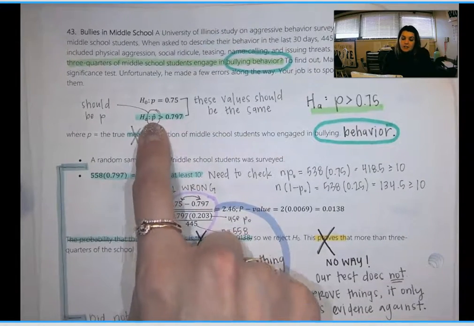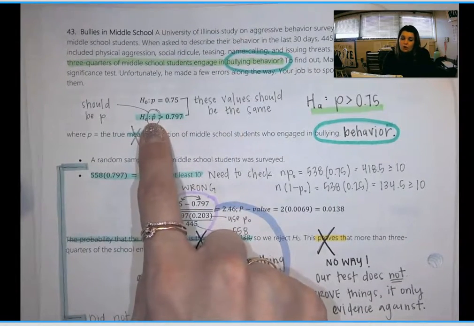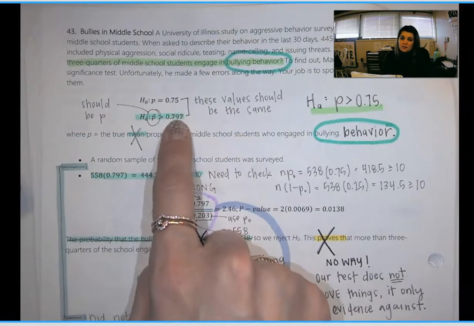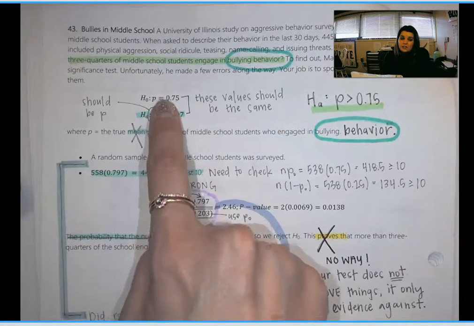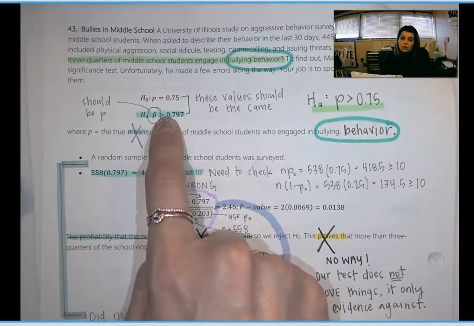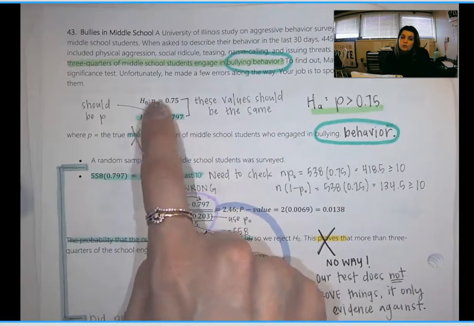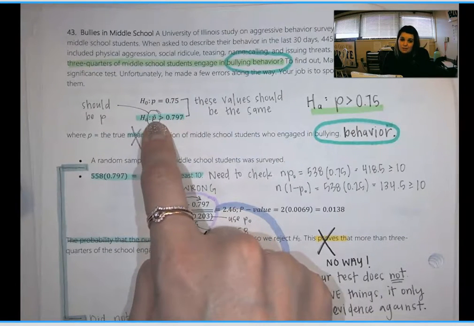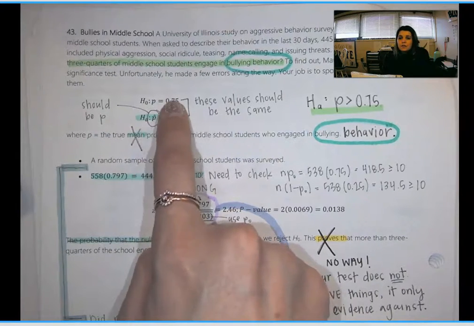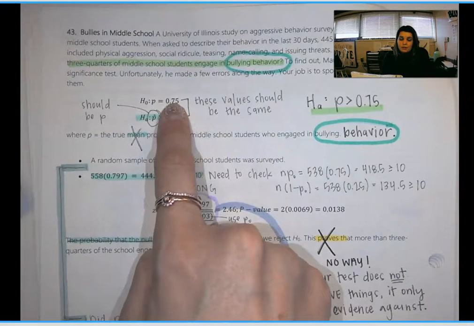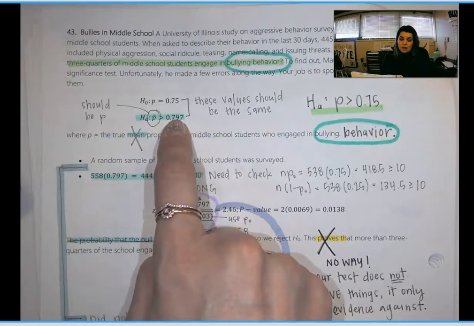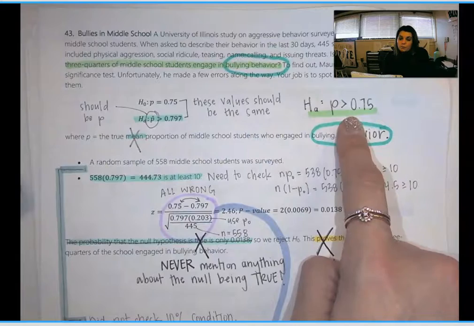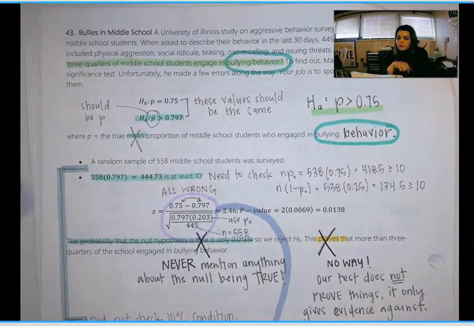First error is in the alternative. It's basically all wrong. So it shouldn't be hat, it should be P, and these numbers should be the same. The only thing that changes between your null and your alternative is the symbol. The parameter stays the same, the value stays the same, the symbol changes. The 0.75, the claimed value, should be the value used for the alternative. So the alternative should have been P greater than 0.75.